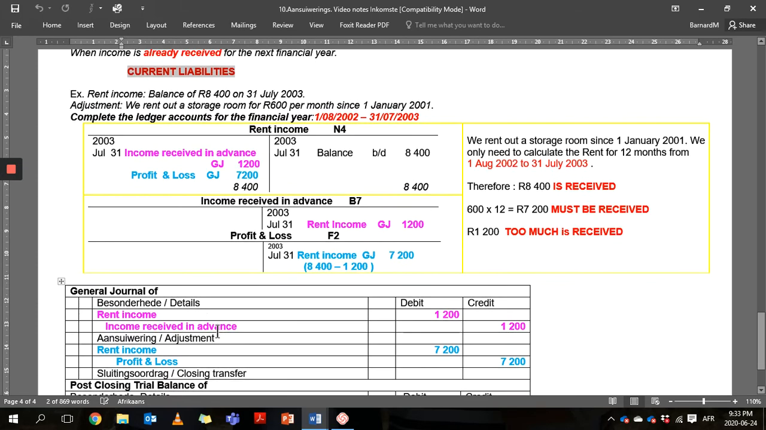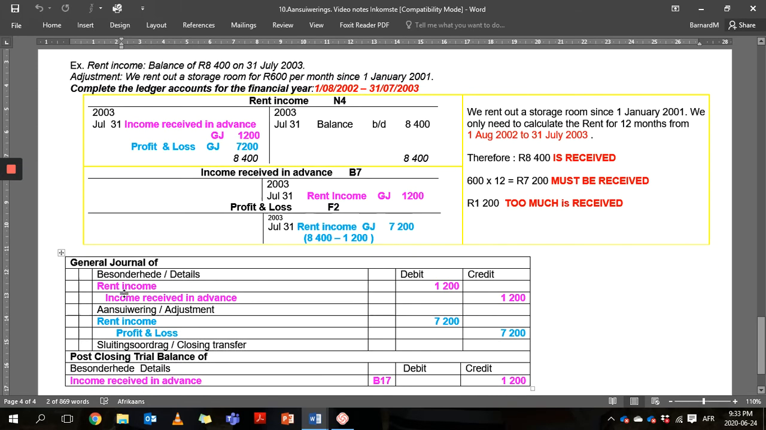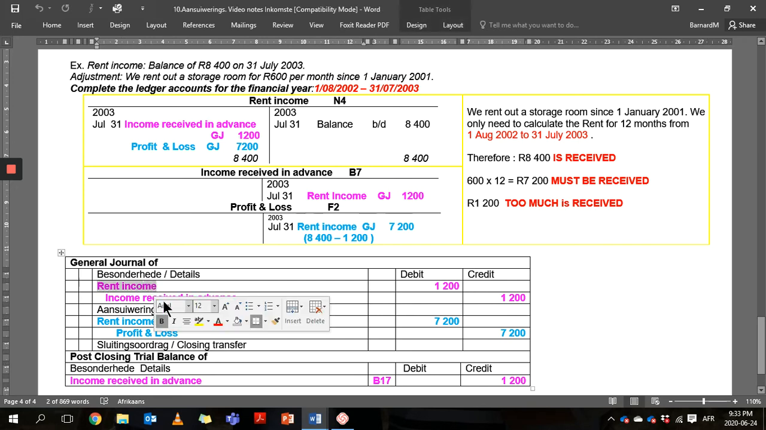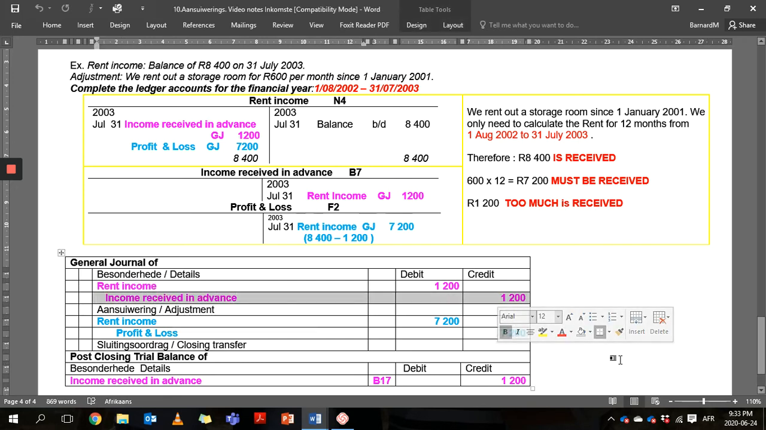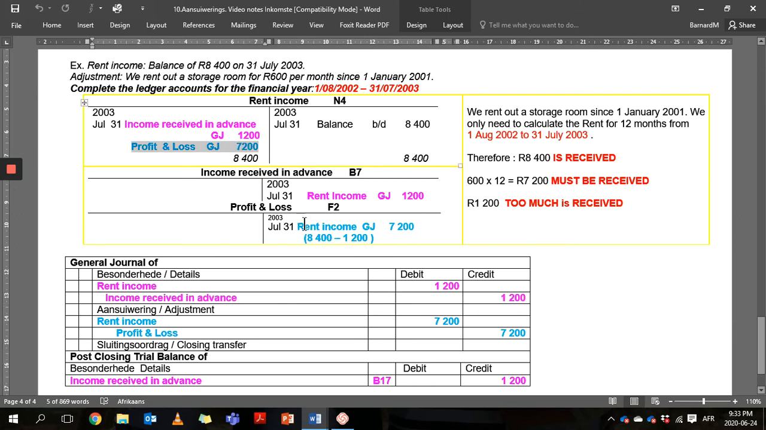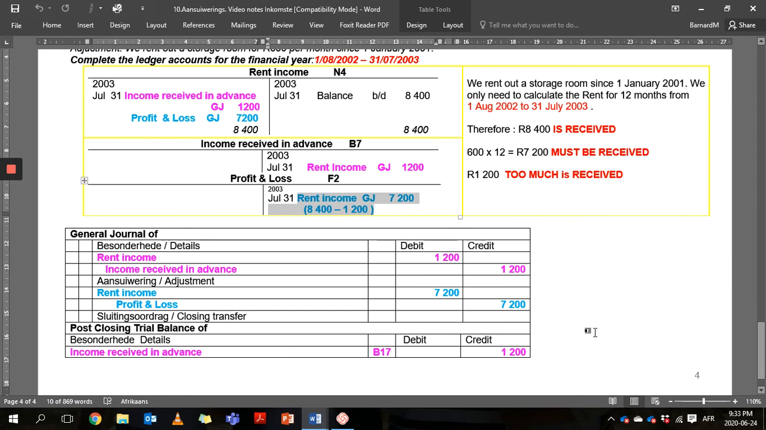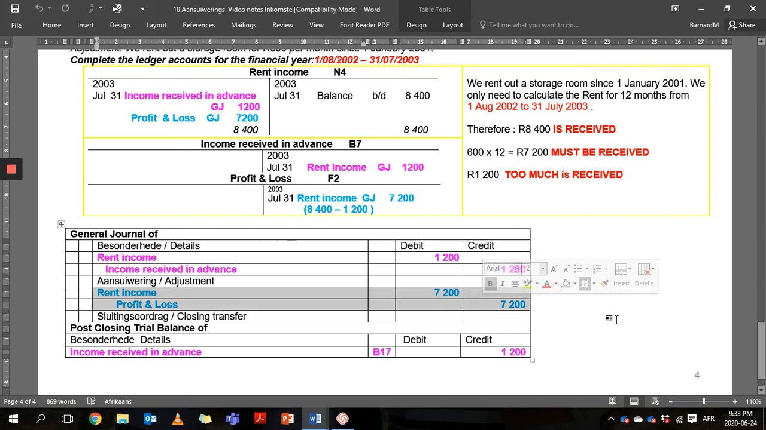Then if we look at the general journal, you will see here that you're going to debit rent income and credit income received in advance. You also see then if we're going to do the closing transfer of the rent income, we're going to debit rent income and credit profit and loss. And that is our closing transfer. You can also see it there in your general journal.